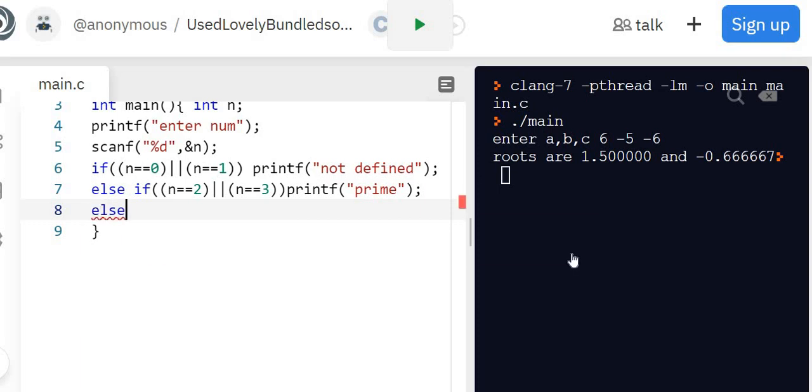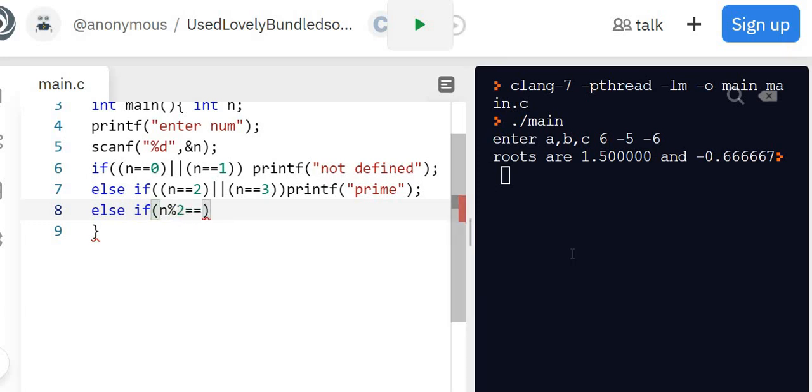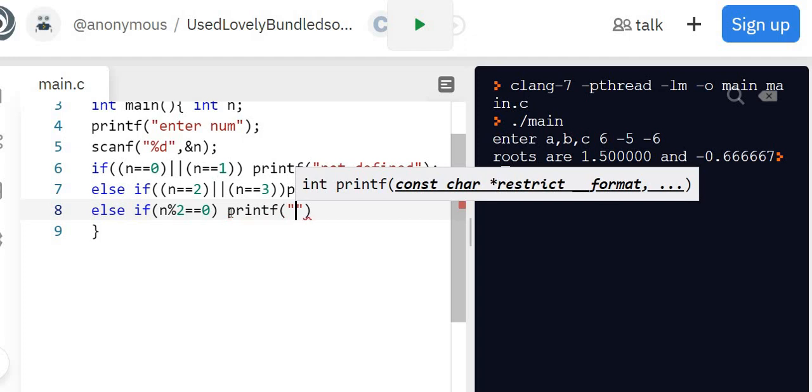So else if the number is divisible by 2, then it is not prime. If it is not divisible by 2, then it will not be divisible by 4 also. So don't check that. To check whether it is divisible by 2, n%2 is equal to 0, means the remainder is 0. In that case, we know that it is not prime. So printf not prime.